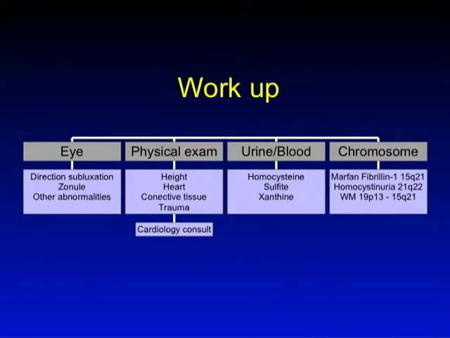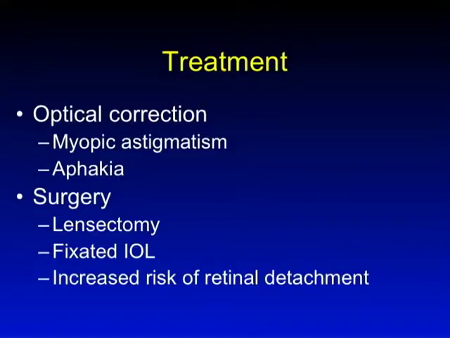And the workup is similar, and we already mentioned the direction of the luxation, your examination, physical examination, including heart, ultrasound, I assume, urine and blood, and chromosome abnormalities. The treatment is optical correction and removal of the lens. And if you remove the lens, there are different options. It's not really the reason for this lecture. However, you can fix lenses. You can use rings, but you have to still fix it because it's an unstable position for the lens.